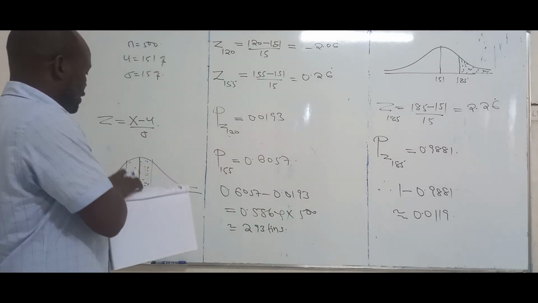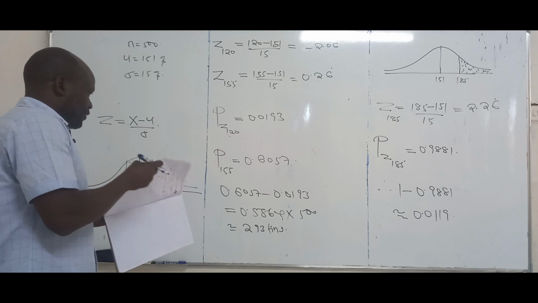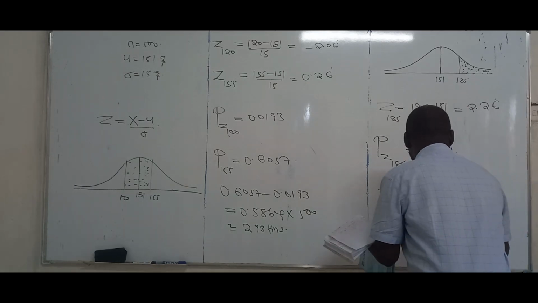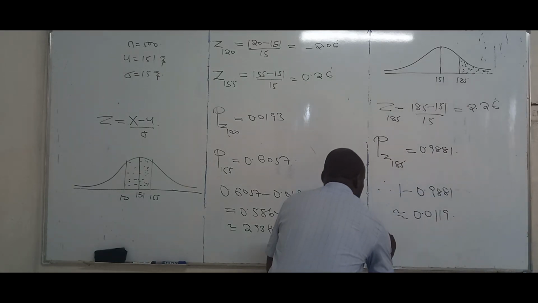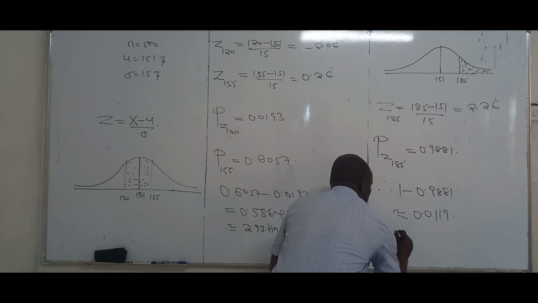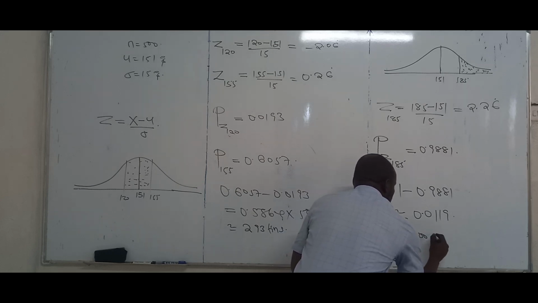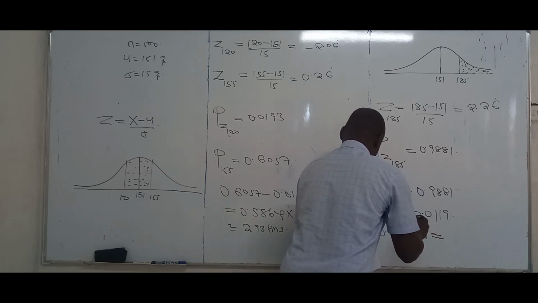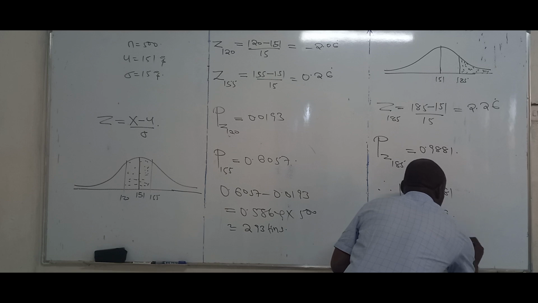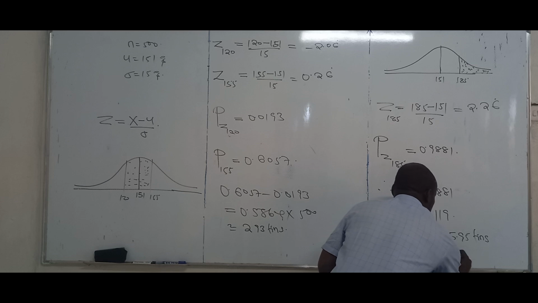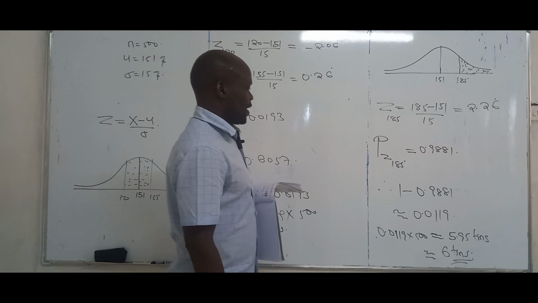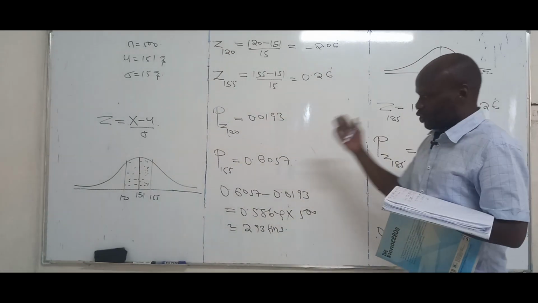Because the question requires us to get the number of packaging tins, we have to multiply it again by 500. So the number of tins required will be 0.0119 times 500, and that's approximately 5.95 tins, which, if you write it for convenience, is 6 tins. And that's the answer.